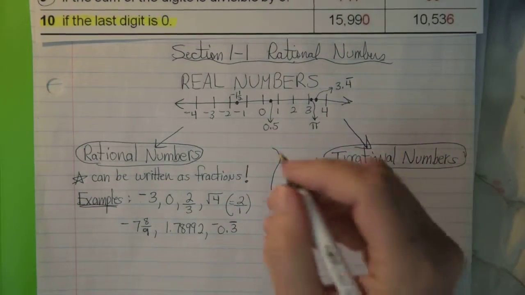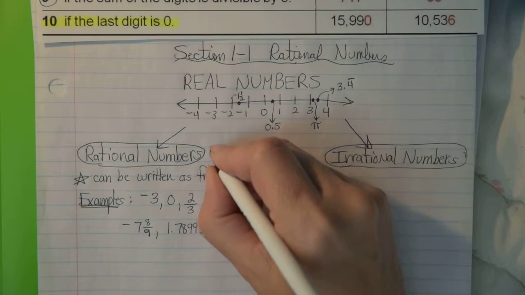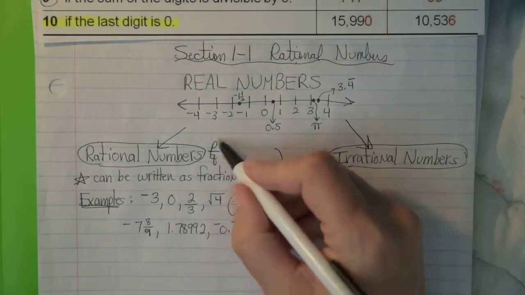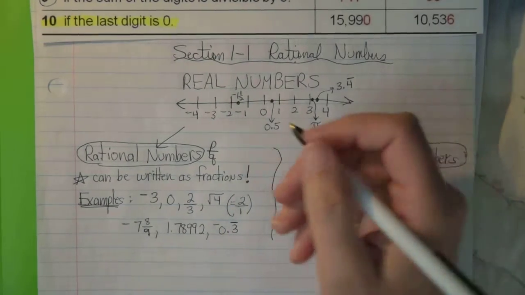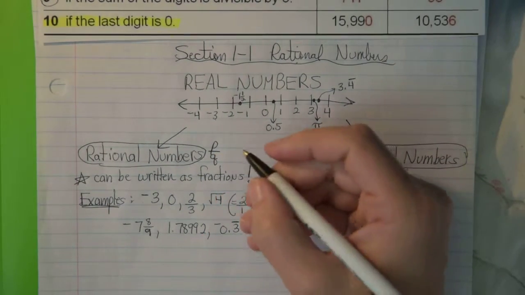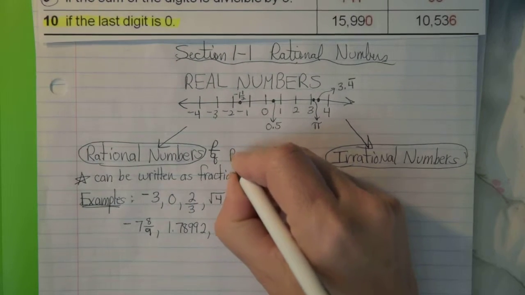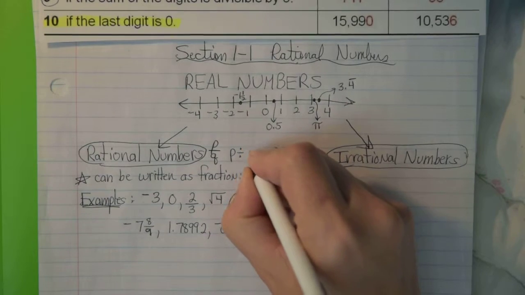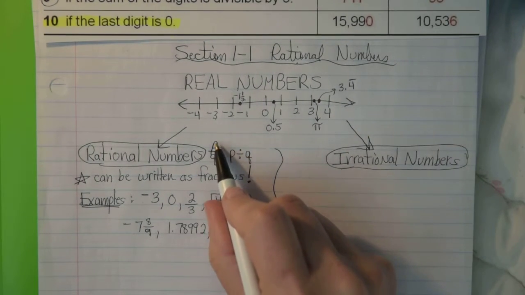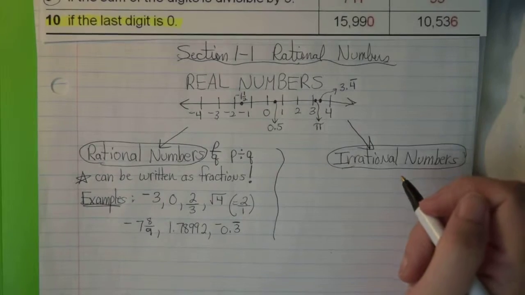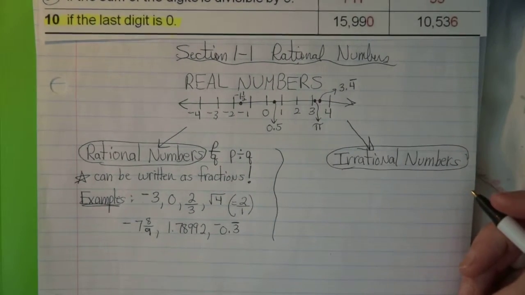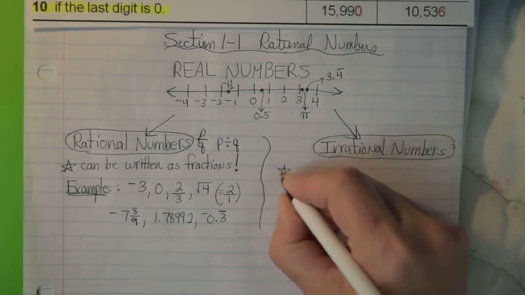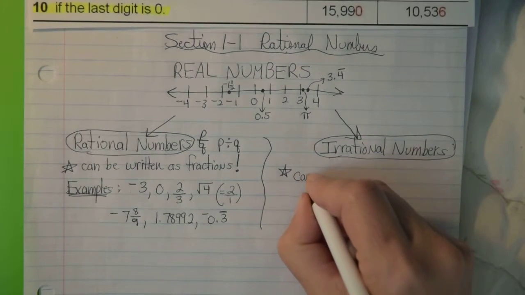Now, the way you denote a rational number is by P over Q. That stands for fraction. And don't forget that the fraction bar means divide. So P over Q means P divided by Q. Don't forget that. P divided by Q. Well, if rational numbers could be written as fractions, irrational numbers cannot be written as fractions.